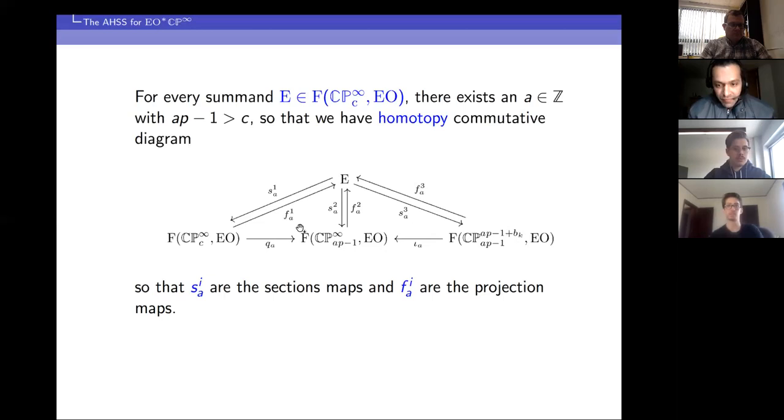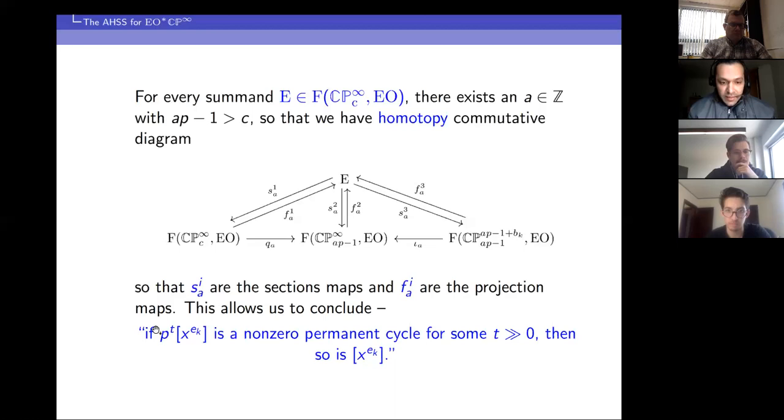This is really the key step, and it needs some nice arguments. I would like to say that Hood came up with a wonderful argument, which shows that if P to the T times X to the EK is a non-zero permanent cycle, then you're forced to have X to the EK as your permanent cycle. This is rather a tricky argument.